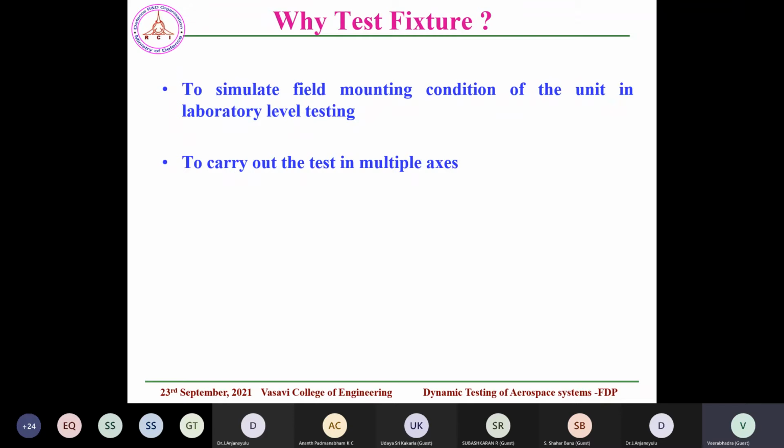Another requirement of the fixture is that it should simulate the field mounting condition, that is what we call the service mounting condition. Suppose a unit is mounted with two bolts in actual service, we have to simulate the same service mounting condition, and the fixture should also facilitate testing in multiple axes if required.